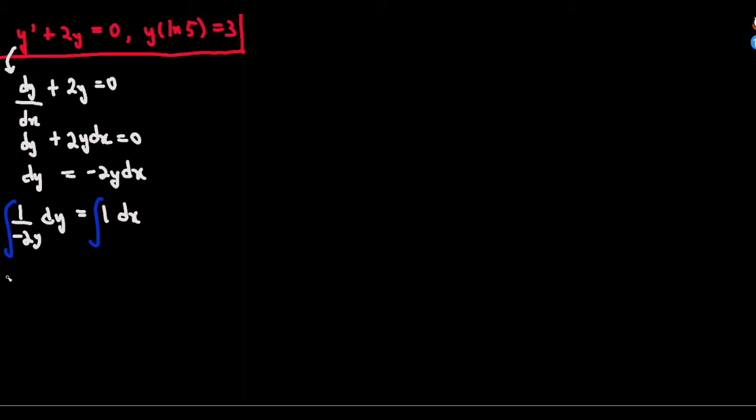Now this is quite straightforward. We can pull the minus 1/2 out. Remember that in the integral we can always pull out the constants, because this is essentially 1 over y times minus 1/2. So now this is just 1 over y dy equals the integral of dx. I'm just going to integrate this straight out, because this is a very trivial integral. So this is just going to be x plus c.